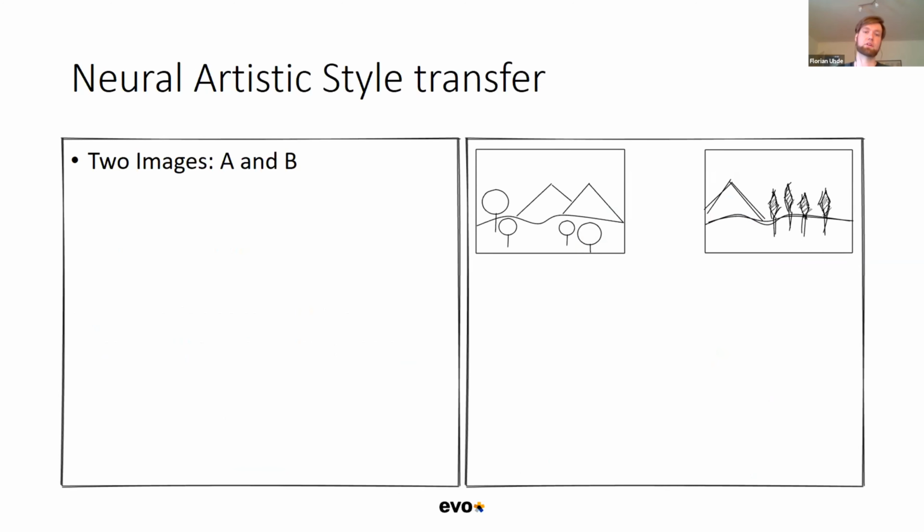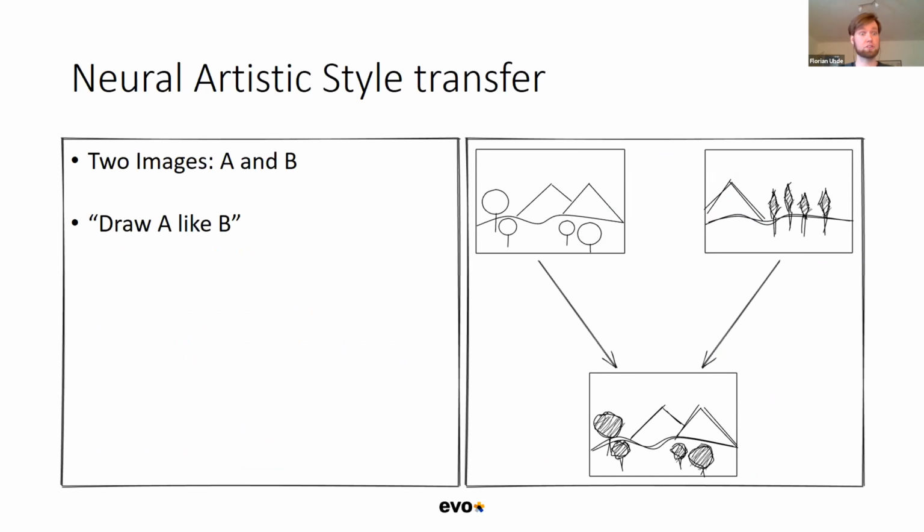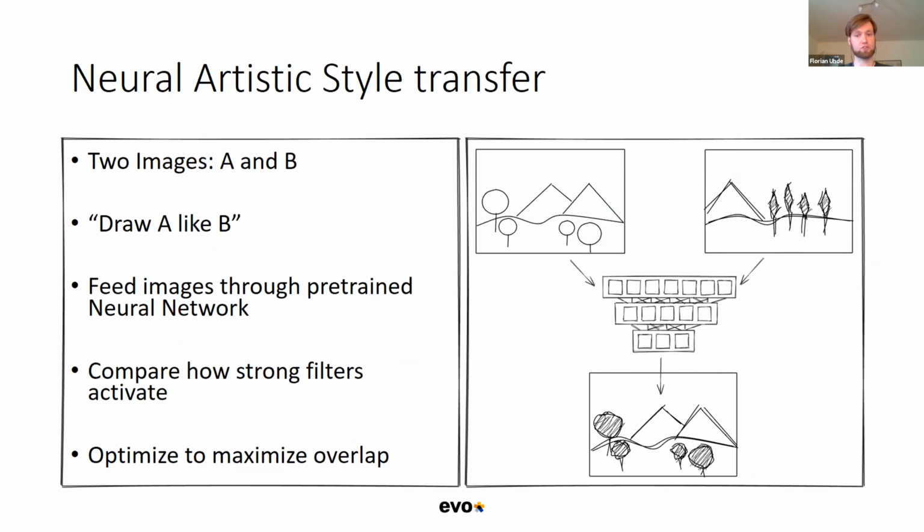So for this, the core idea is that you have two images, let's call them A and B, and you want to instruct the program to draw you image A in the style of image B. So basically, we're trying to get the content of image A rendered in the style of image B. And the place where the neural comes into play is that we do this by using a neural network.